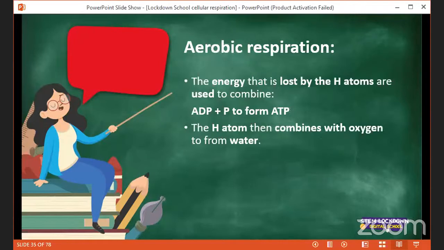So the energy that is lost by the hydrogen atoms is used to combine ADP plus P to form ATP. Okay, remember we said ADP is adenosine diphosphate, so it only has 2 phosphate molecules, and then the energy that is lost by the hydrogen atoms is used to combine a phosphate to the ADP, okay, to form ATP, which is the energy carrier of the cell. So the H atom then combines with oxygen to form water, right?